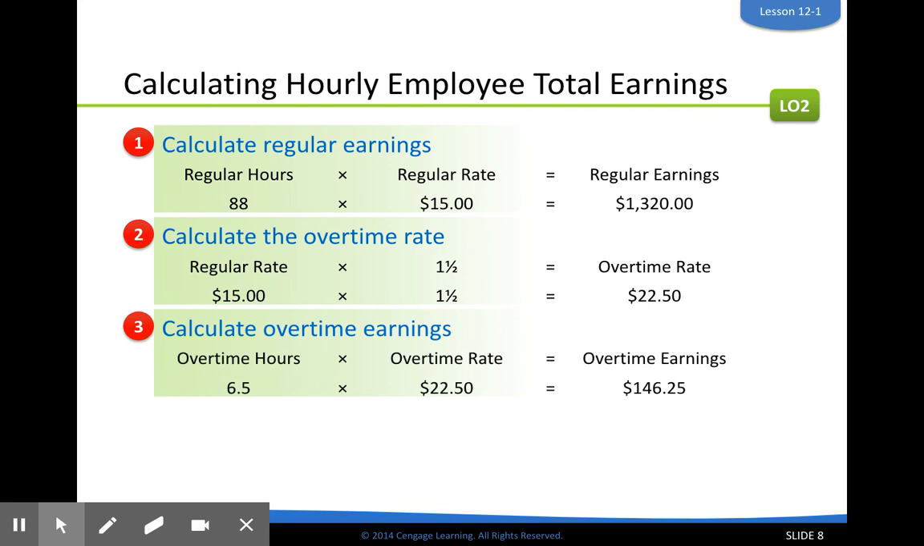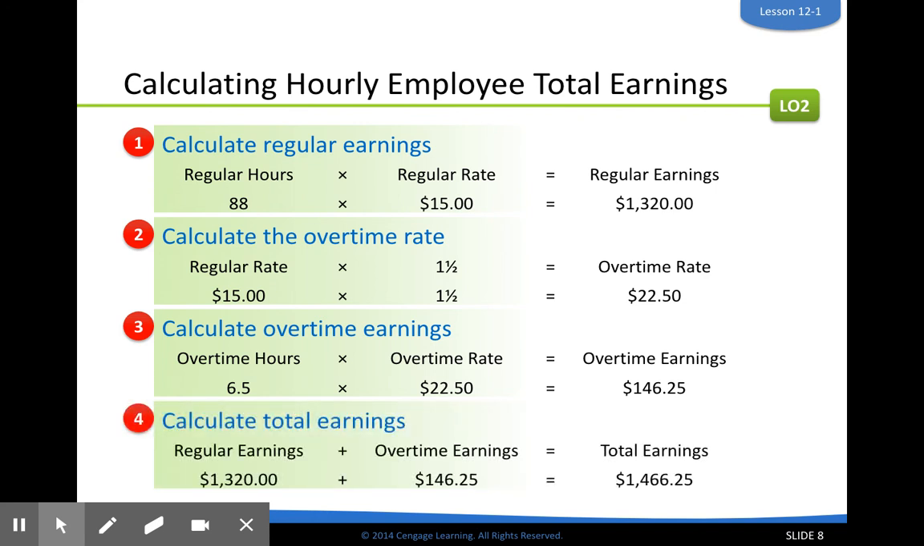So our overtime, 6.5 hours of overtime times 22.5 gives us our overtime earnings of $146.25. To calculate our total earnings, we take our regular earnings plus our overtime earnings, and our total earnings there for the pay period, $1,466.25. And this is what we will be calculating in section 12-1.